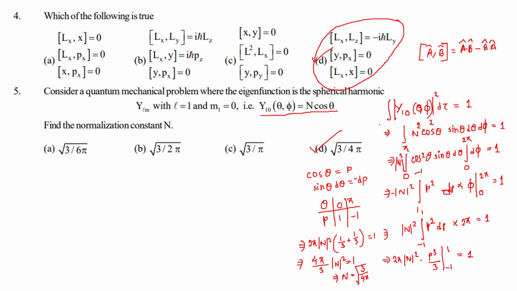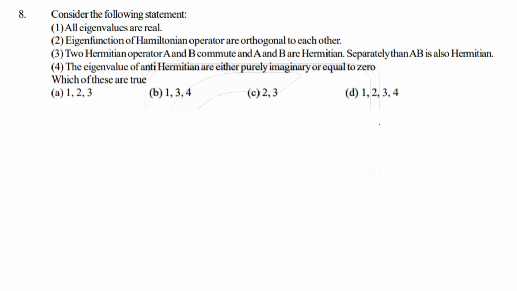Okay. Now let us solve the next question, that is question number 8 actually. Consider the following statements, out of which we need to find out which are true. Statement number 1 says all eigenvalues are real. See, eigenvalues are going to be real if my operator is Hermitian. So obviously all quantum mechanical operators are Hermitian, so my eigenvalues have to be real. So statement number one is correct. Now let's see statement two.